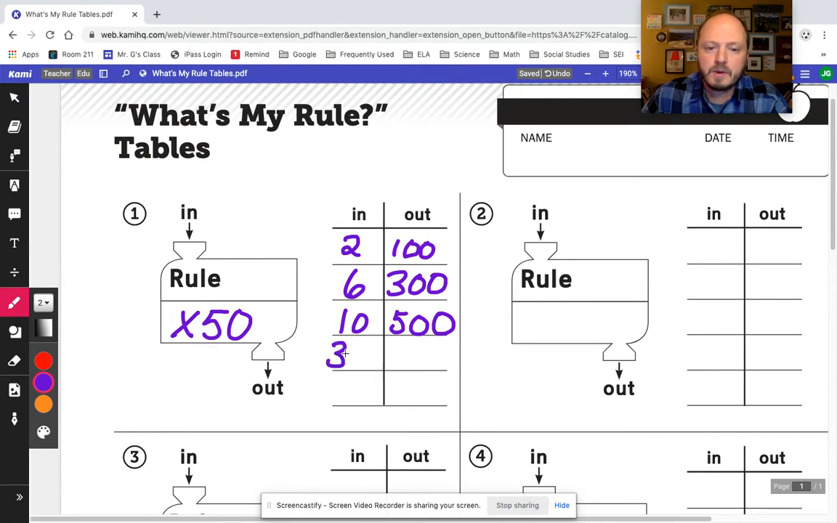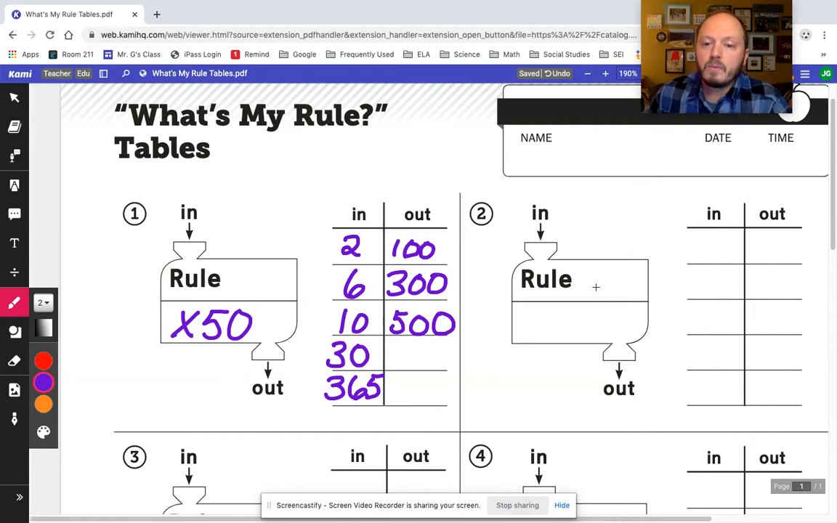So are we seeing the pattern here, right? Every one that comes in, we multiply by 50 to come out, right? And I'm going to let you do the last two so I can check your work and see if you're doing it all on your own, right?